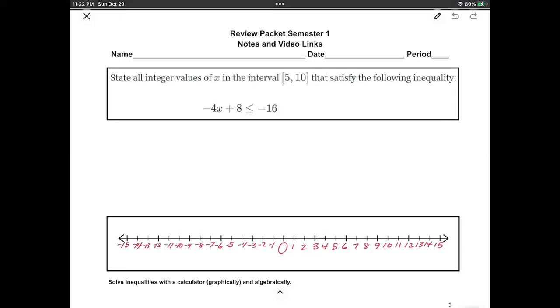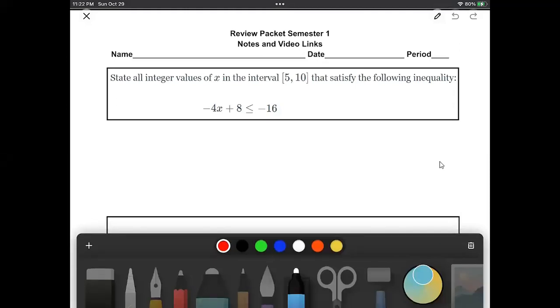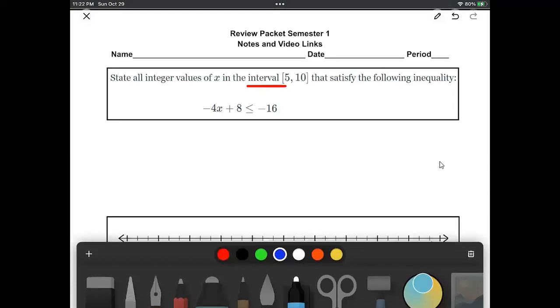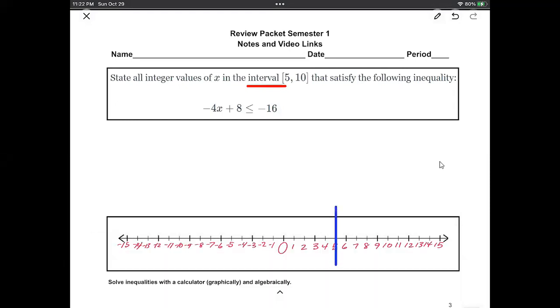I have another inequality that I wanted to do for you, just again to show you what you need to be able to do on the benchmark going forward. This one is giving us an interval, and all that means is they're saying, I want you to look within this range of numbers, and I'm going to mark it from 5 to 10. And within that interval, I want you to tell me which of those integers will make this inequality true. So we're looking for all the integers that will make this true.